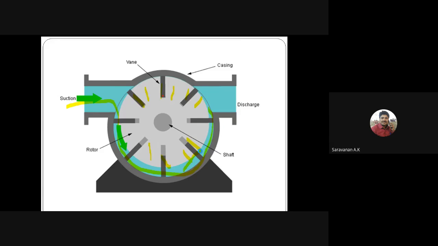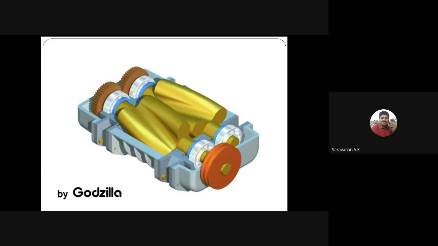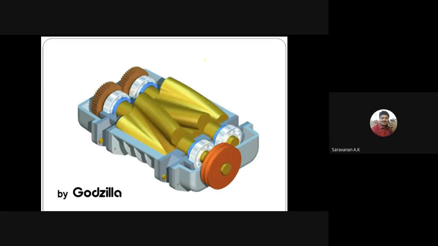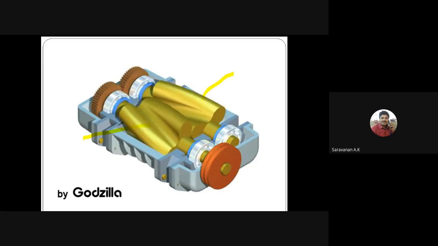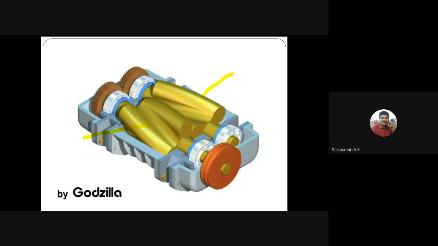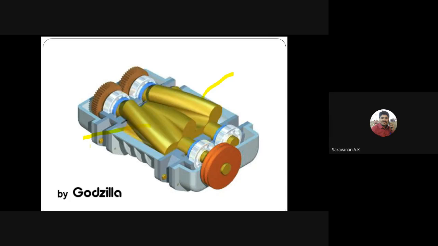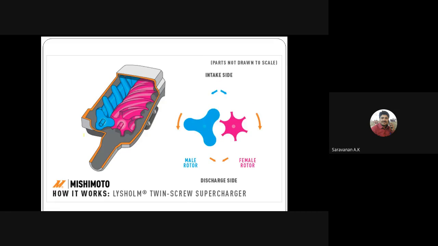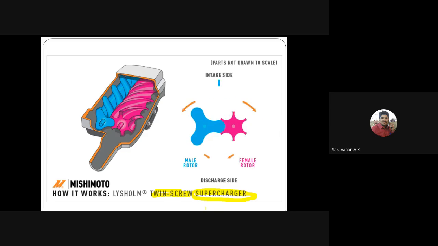And here you can see the two lobes, right? This is one lobe, and here is the other lobe, right? So we can rotate the two lobes. The air passes between these two lobes, so automatically the pressure increases, and it will be delivered to the engine, right? This is also called a twin screw compressor. So here we can call it a compressor or a supercharger. A supercharger is a compressor-like device, right?